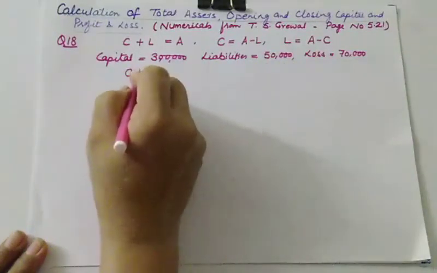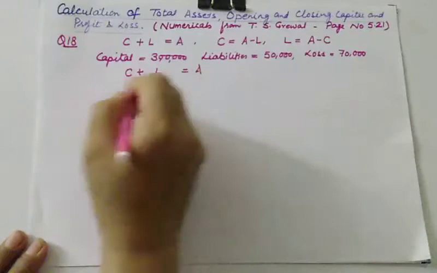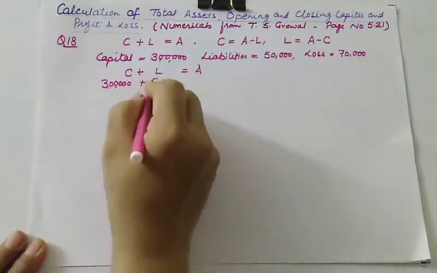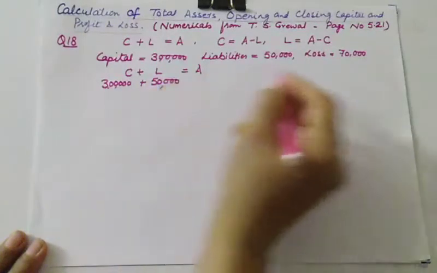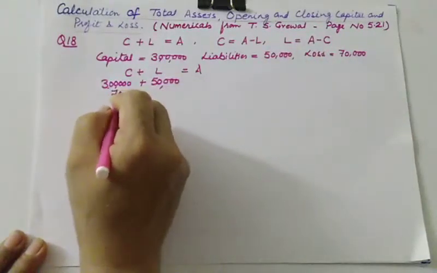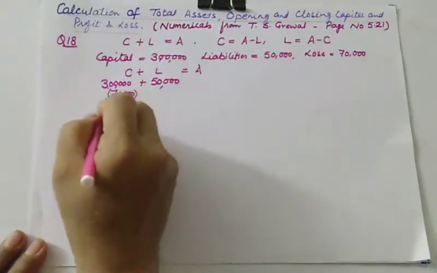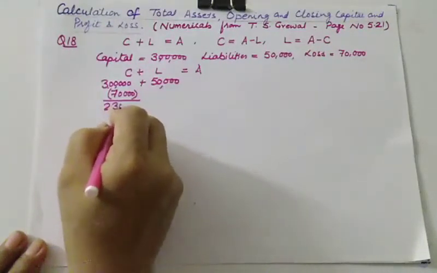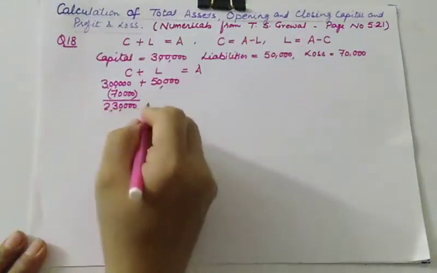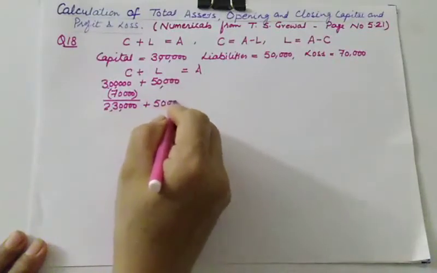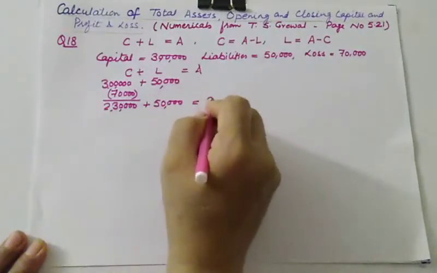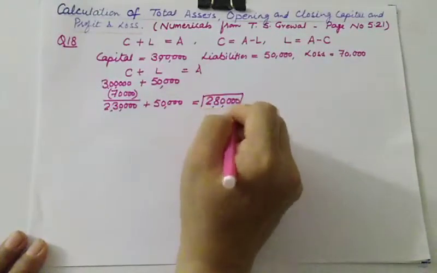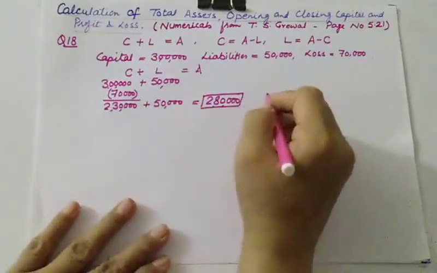So we'll write this same accounting equation: C plus L is equal to A. C is 3 lakhs plus liabilities are 50,000, and you know how to treat loss. Loss will be deducted from the capital. So if you deduct loss from the capital, you will be able to get 2,30,000 as capital. So 2,30,000 plus 50,000 will be equal to 2,80,000. So this is the amount of assets.